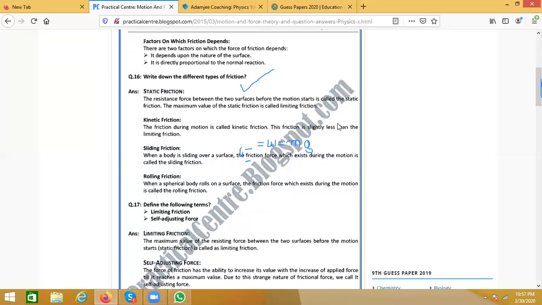And then rolling friction, another type. When a spherical body rolls on a surface, the force of friction which exists during the motion is called rolling friction. An example can be a ball rolling down from a hill. Football, yes. And a stone you have seen, sometimes it falls from the top of a mountain, right? So this is again an example of rolling friction.